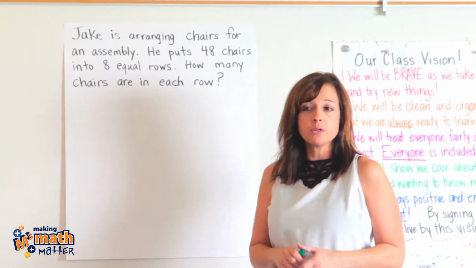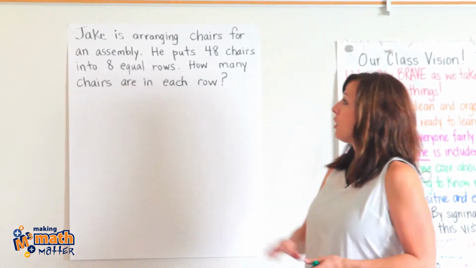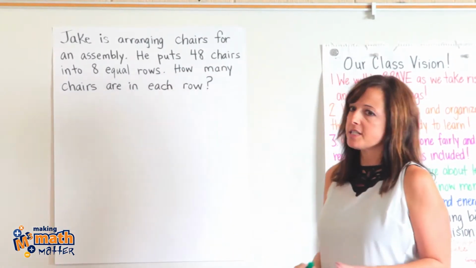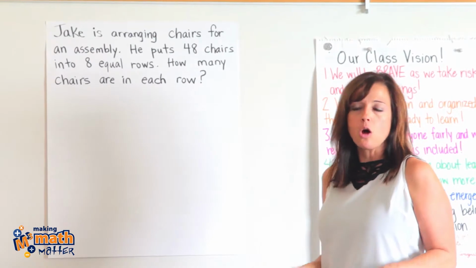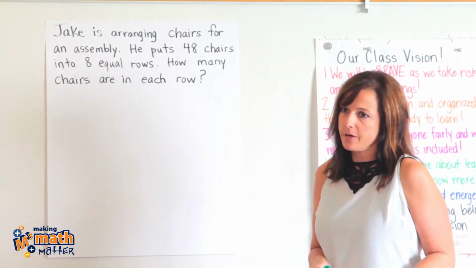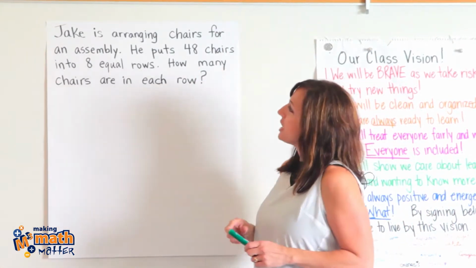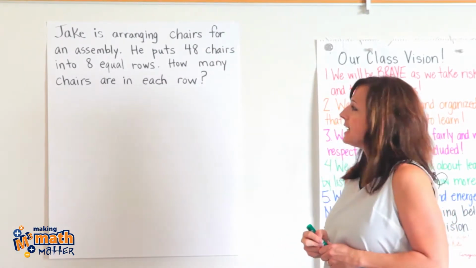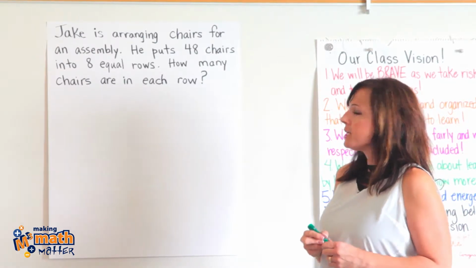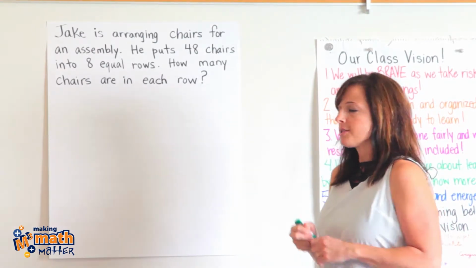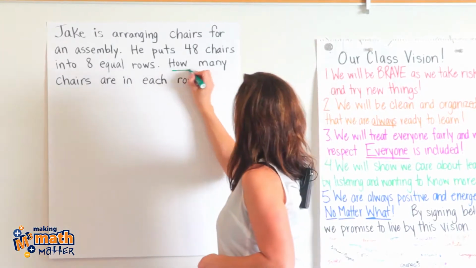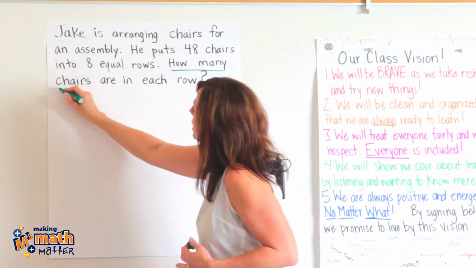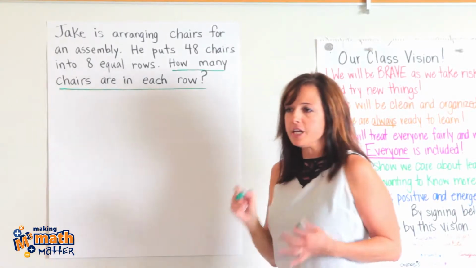All right, today we're going to use our model drawing to solve this problem about Jake. So we know our first step is always to read the problem. Great mathematicians always read and they reread. Jake is arranging chairs for an assembly. He puts 48 chairs into 8 equal rows. How many chairs are in each row? So go ahead and underline our question so we know what we're focusing on. We're looking for how many chairs are in each row.